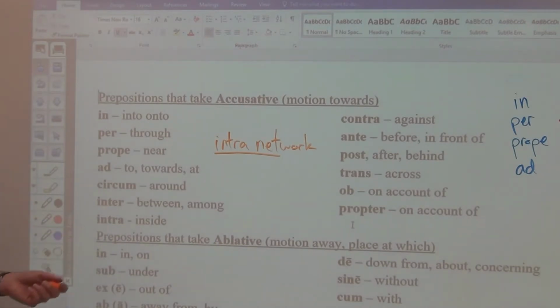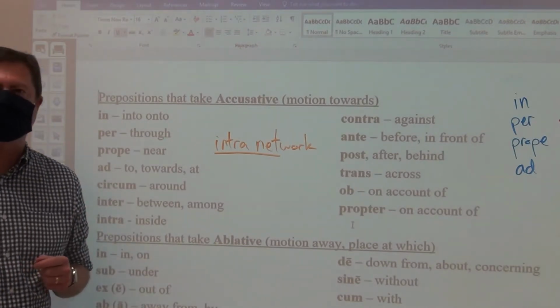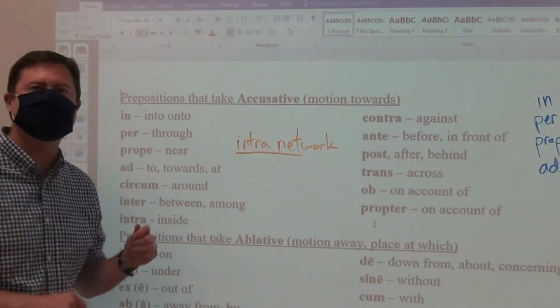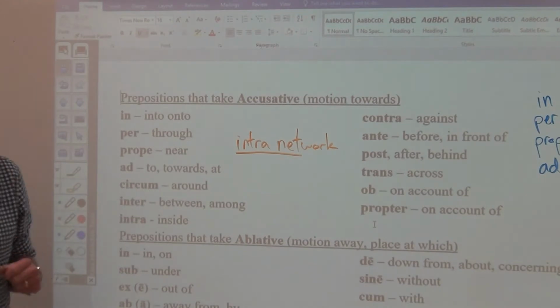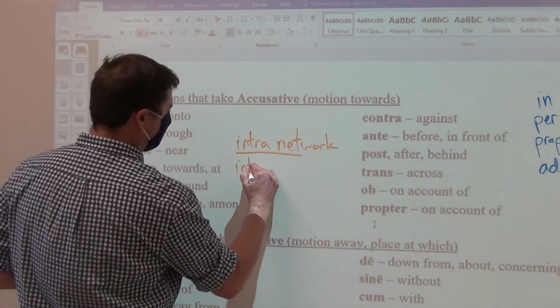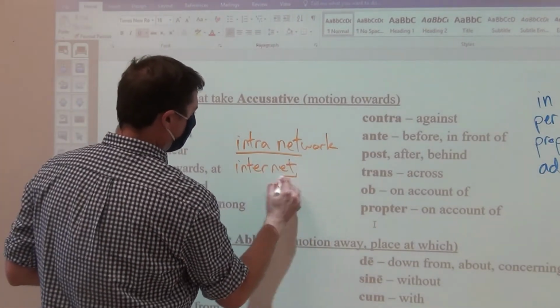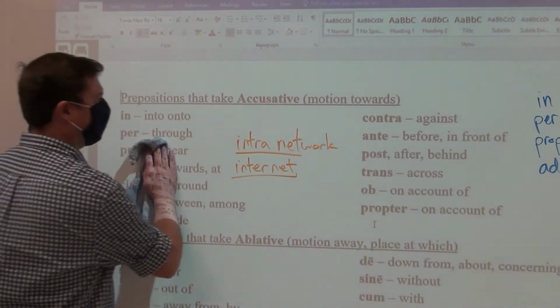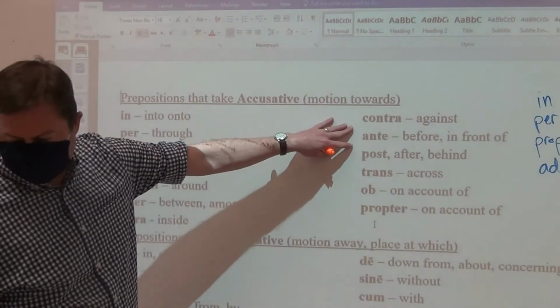But if I were wanting to go to, let's say, ajc.com and read the newspaper from Atlanta, that would be a network in between networks. And so I'm able to access it in the inter-network, or the internet. That's why it's called that. But, neither here nor there. The word contra, against.